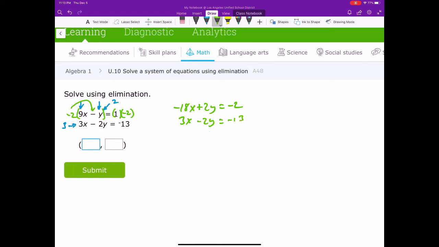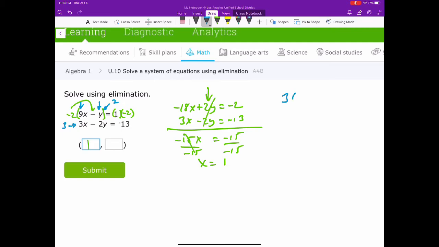Now, elimination is great because now you can see that the y's match up. And they're gone. We're left with negative 15x equals negative 15. Divide by negative 15 on both sides. x is equal to positive 1. Well, like we said before, we have to solve for both x's and y's. So if we solve for x, let's solve for y now. And you can use any of these equations. I'll pick the second one.